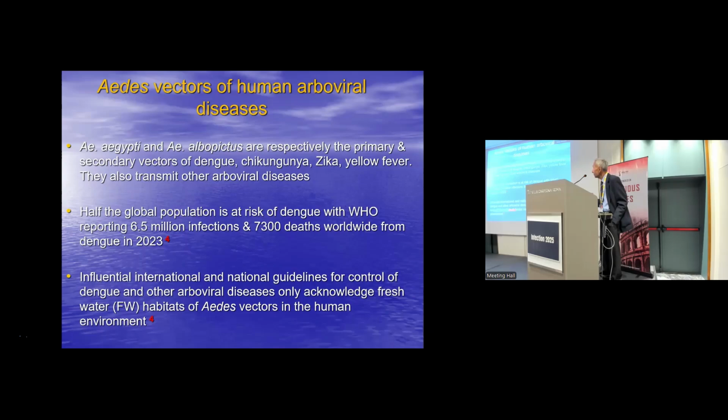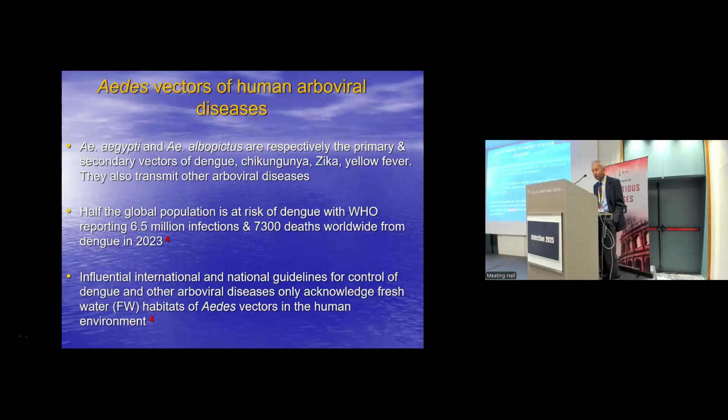So these are vectors of pretty nasty diseases like dengue, chikungunya, Zika, and yellow fever. And the WHO estimated recently that almost half the population of the world is at risk of dengue, transmitted primarily by these two vectors, particularly Aedes aegypti. And in 2023, there were 6.5 million reported infections with 7,300 deaths worldwide. There's no specific treatment at the moment for dengue. There is a vaccine of sorts, which is not terribly effective for various reasons.